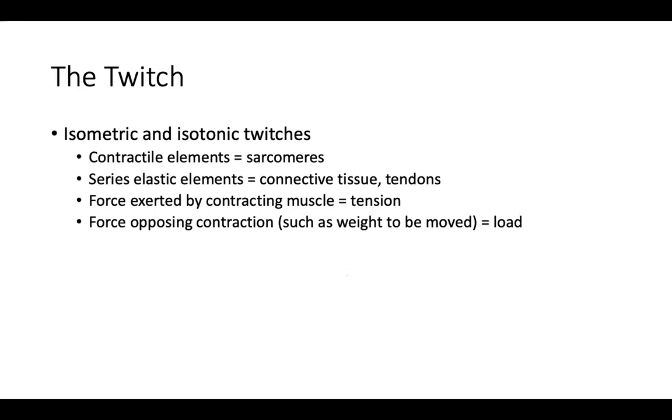And in speaking about the different types of twitches, we want to talk about some terminology here. So we want to think about the different parts of the muscle. So there are the contractile elements. The contractile elements are the parts of the muscle that are actively shortening. We talked about this as being the sarcomeres, but the sarcomeres make up the myofibrils. The myofibrils make up the muscle fiber. The muscle fiber makes up the muscle itself, right? The fascicles and so on that make up the entire muscle body. And so these are the contractile parts, the parts of the muscle that are actually actively shortening.